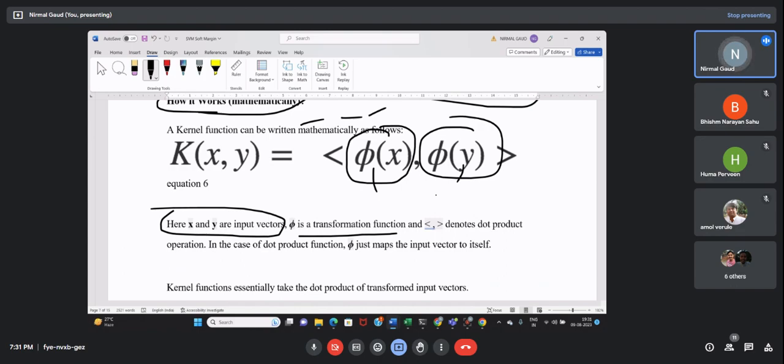Okay, so we need to transform these data points, these vectors, to some high dimension. And this denotes the dot product. So I'm going to take the dot product over these two vectors according to the transformation function. In case of dot product, this xi just maps the input vector to itself. They're saying I'm mapping the data points to myself.